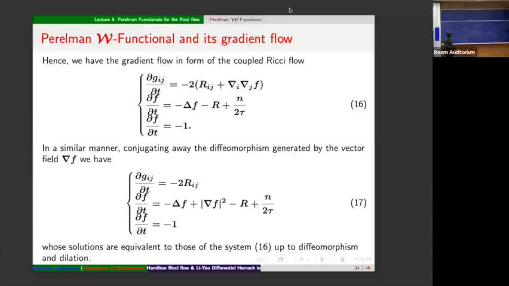this modified Ricci flow, this backward heat equation, and d tau/dt satisfies minus 1. Okay, this should be d tau/dt is minus 1. And when you do the modulo out of the diffeomorphism, just like I did the other time, this one becomes the Ricci flow, and this one has the gradient of F squared added. So you have this system of equations: Ricci flow coupled with the backward heat equation is a gradient flow of that W function now.